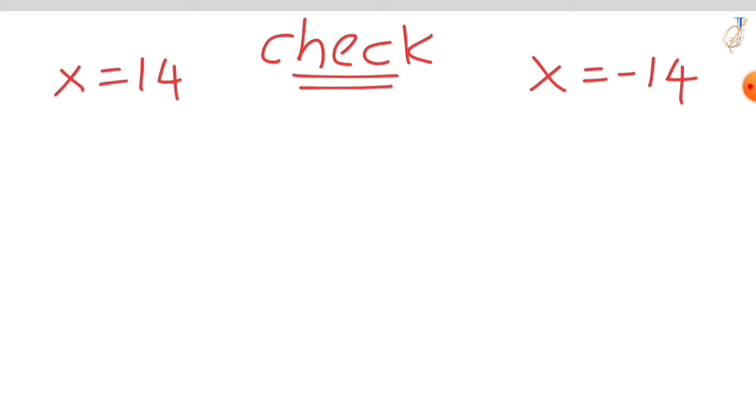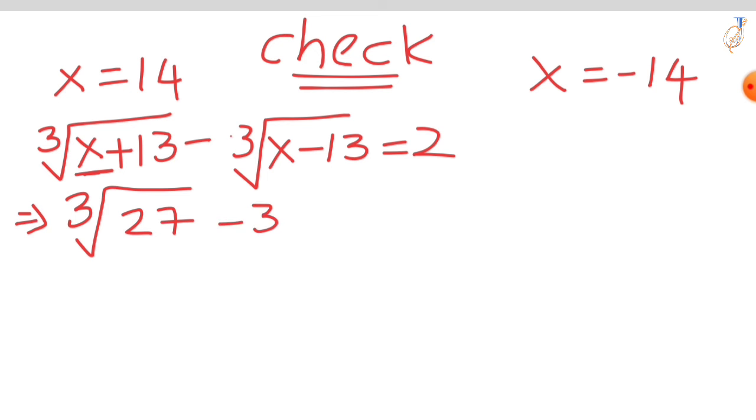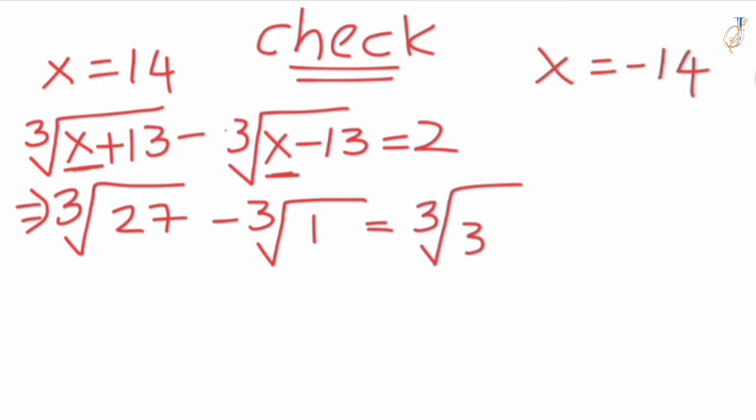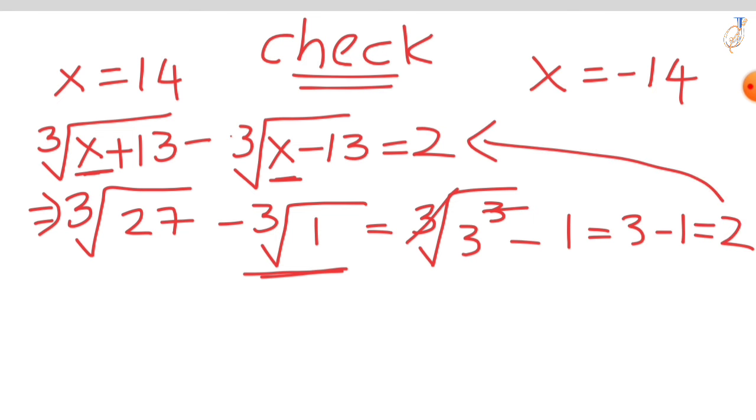Does this x value satisfy our original equation or not? Let's check. Let's take only the LHS. Cube root of x plus 13, where x value is 14: 14 plus 13 is 27, minus cube root of 14 minus 13, that is 1. We can write 27 as 3 cube, so the cube root gets cancelled, and cube root of 1 is 1 only. Then you are left with only 3 minus 1, which gives 2. It is the same as your original equation. So x equal to 14 satisfies our original equation.